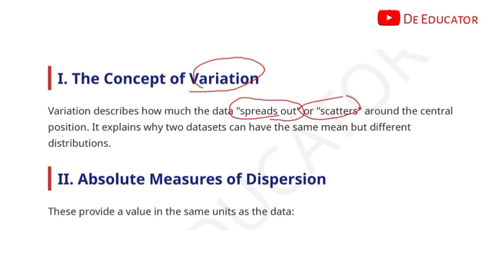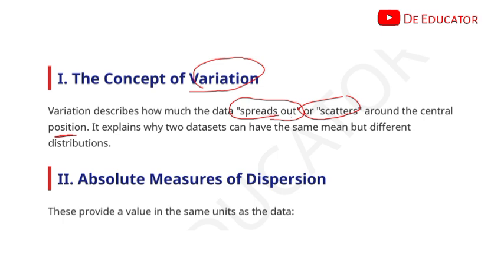So this means that this is still under centrality in a way, because we're using central position to see how this data is going to spread. Okay, so now this explains why two data sets can have the same mean but different distribution. That's where variation comes in to tell you how the data can spread out or be scattered. So subsequently you understand what I'm talking about when I say scattered or spread out.